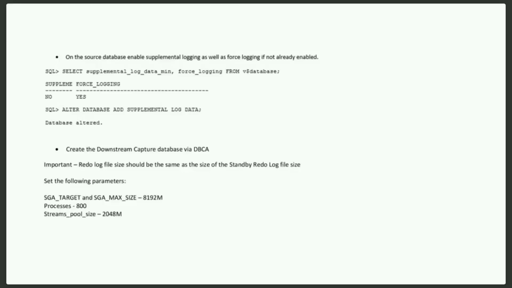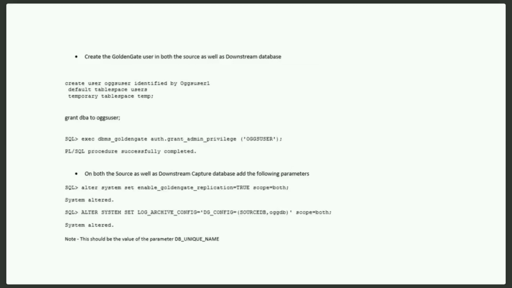So if your stream spool size is set too small, you may find that my extract processes are encountering errors. So the normal rule of thumb, which has been mentioned in the documentation as well, is that we need to allocate 1 GB of memory per extract process to the stream spool size.